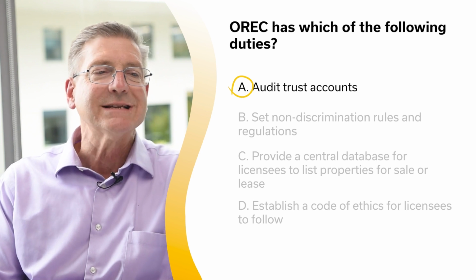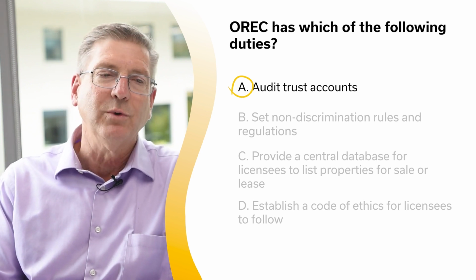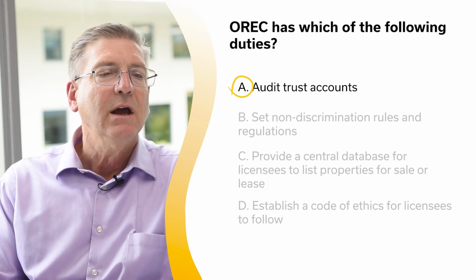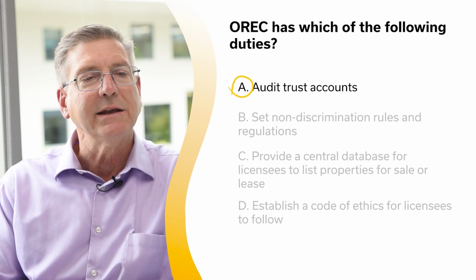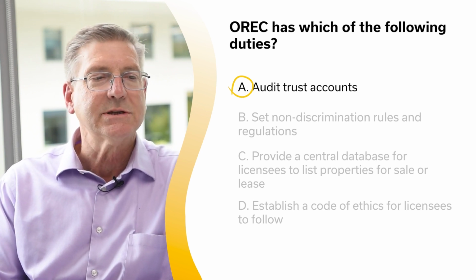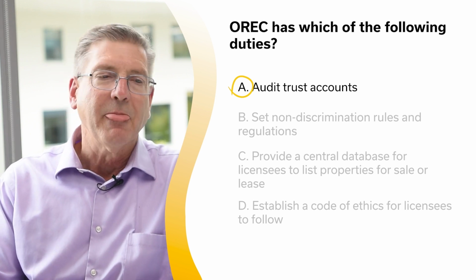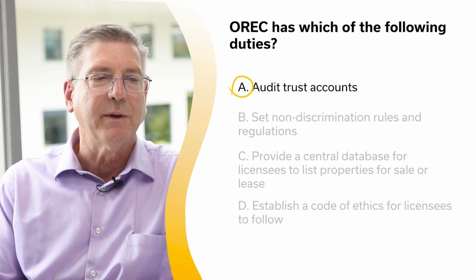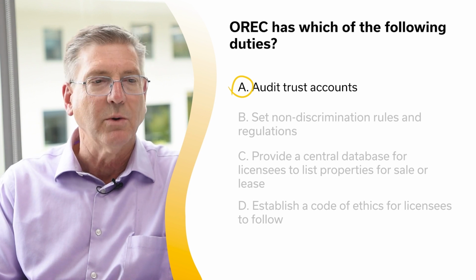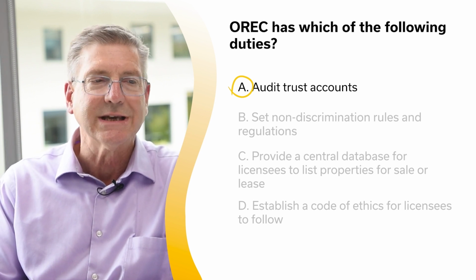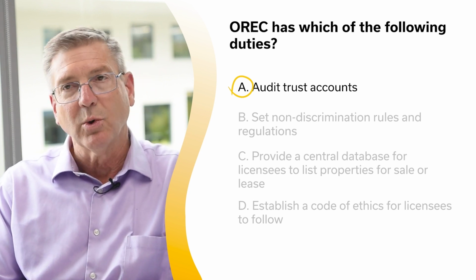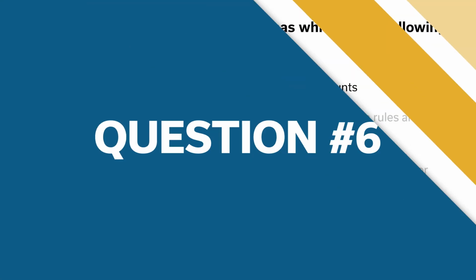The Oreck has several duties and powers, one of which is to audit trust accounts. Non-discrimination or civil rights laws are set by federal, state, and local lawmakers under such laws as the Civil Rights Act. An MLS database can be established by realtor associations, groups of brokers, and other organizations. It is not established or provided by the Oreck.